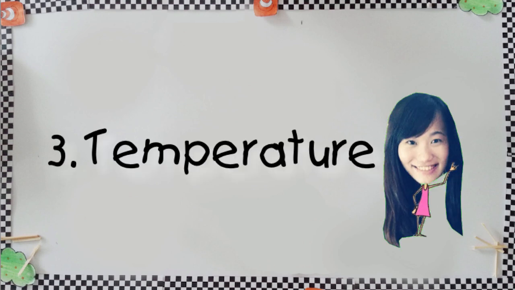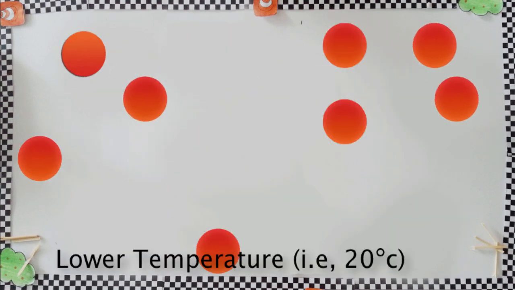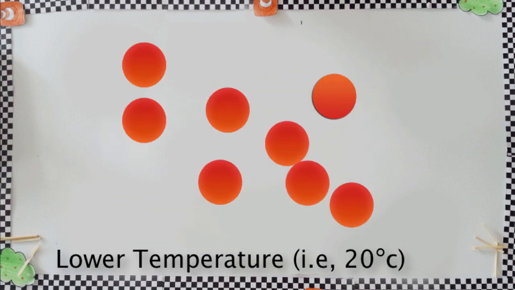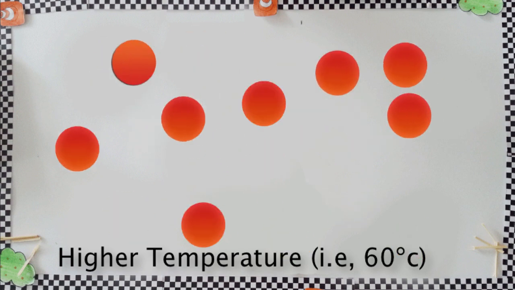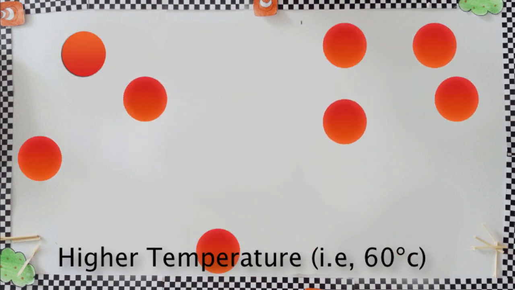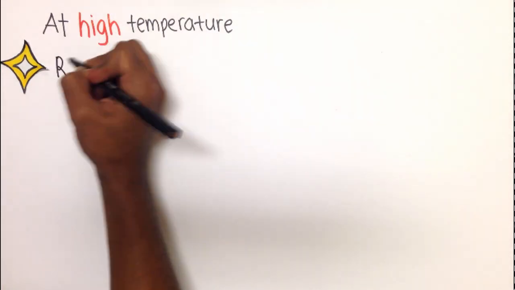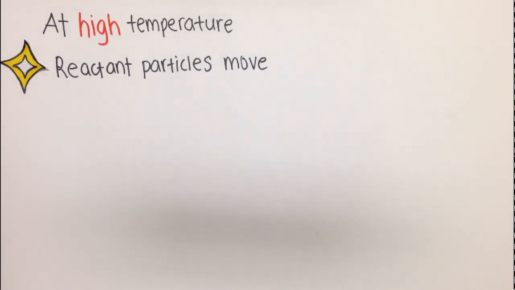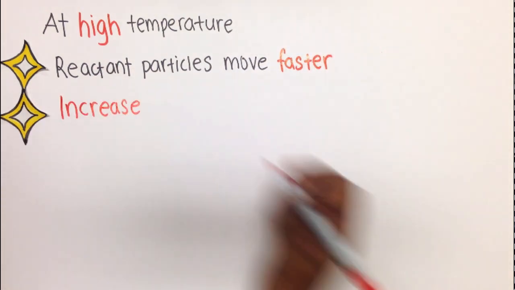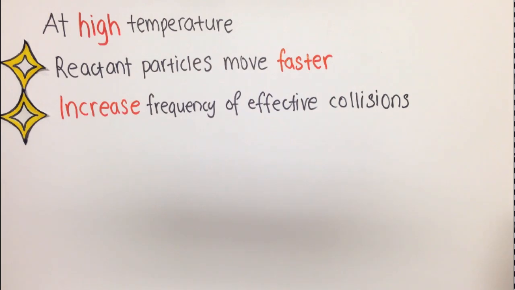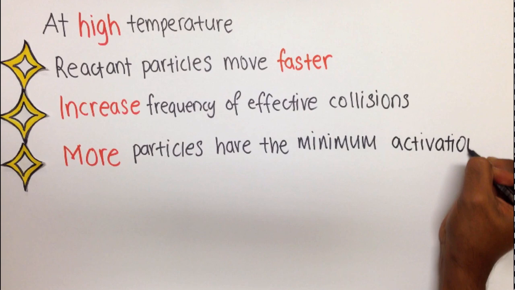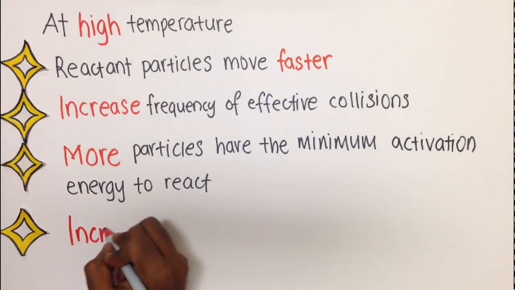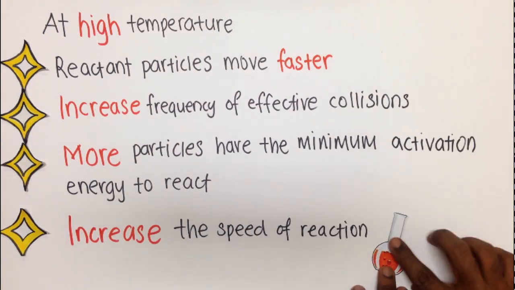The third factor is temperature. At lower temperatures, the reactant particles move slowly because they have little energy. When the temperature is increased, the reactant particles gain energy, move faster, and collide with each other more often. Why does the speed of reaction increase when the temperature of a reactant is increased? At higher temperatures, reactant particles move faster, resulting in an increased frequency of effective collision between particles. Likewise, an increase in temperature will result in more particles having the minimum activation energy when they collide, increasing the speed of reaction.